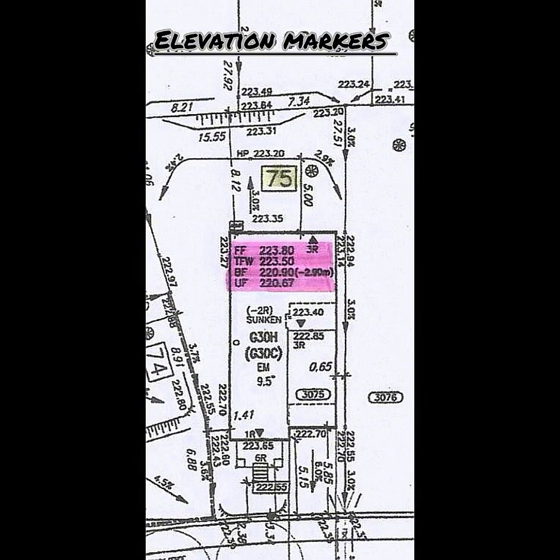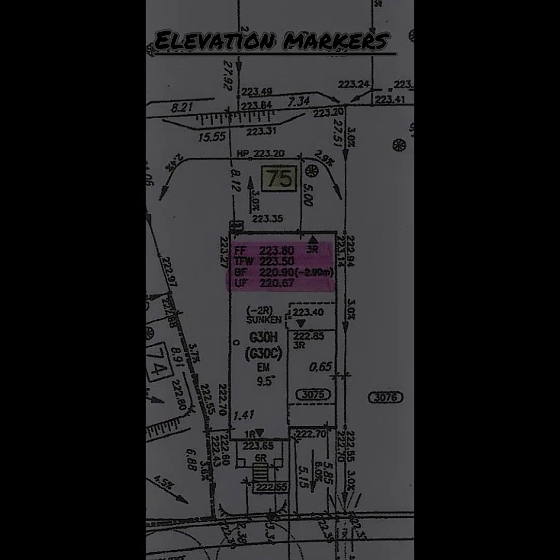Basement floor, 220.9. And underside of footing is 220.67. All of these are measured relative to the global elevation reference, not just the ground nearby. This tells builders exactly how high each part of the structure needs to be. So when everything is built, from the footing to the finished floor, it lines up perfectly with the grading, drainage, and surrounding lots.